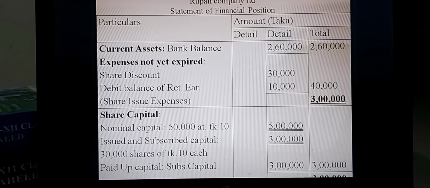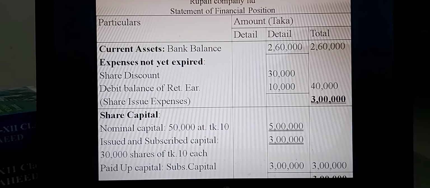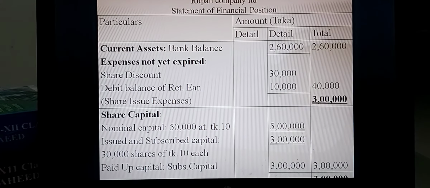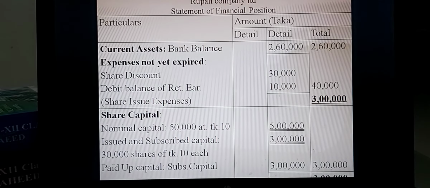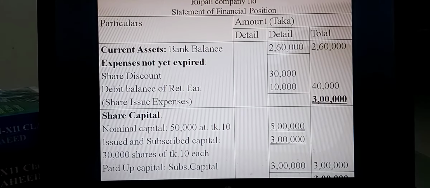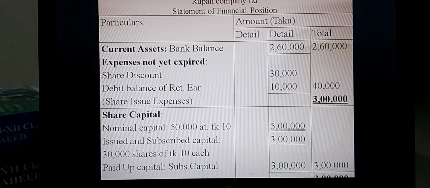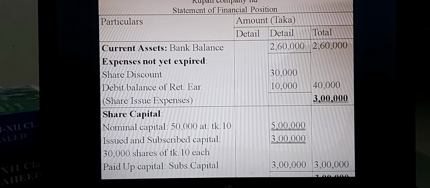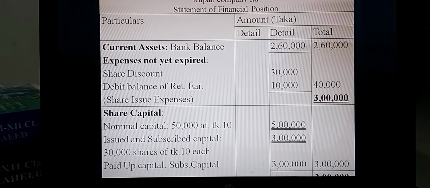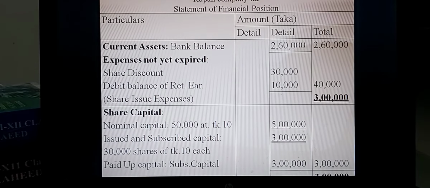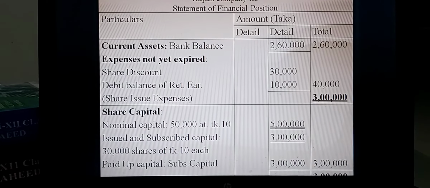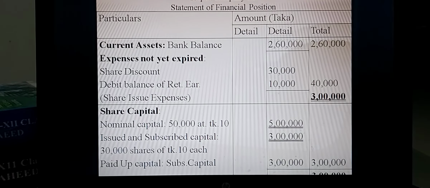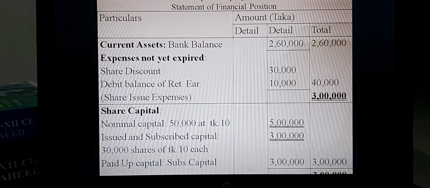Second head, issued and subscribed capital. Totally the company issued 30,000 shares. So issued and subscribed capital is 30,000 shares into 10, that is the amount of taka 3,00,000 in the middle column. This amount is also to be closed.